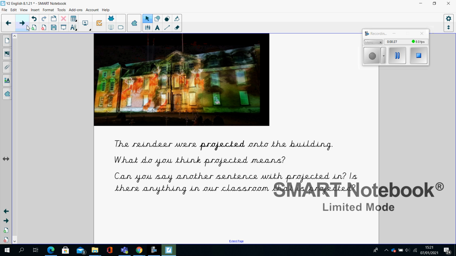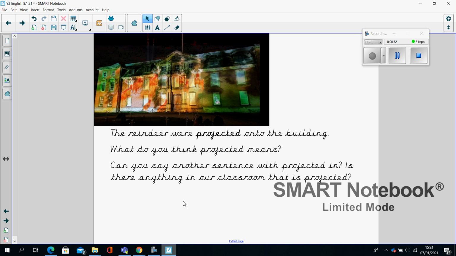Now, just before we start our main lesson, I just wanted to do a vocabulary starter because we're trying to learn lots of new words. So this is a picture from the recount that I am going to share with you in today's lesson. I went to a place called Dunham Massey over the Christmas holidays, and there were light shows and lights in a garden. So if you look at the picture, the reindeer were projected onto the building. What do you think projected means? And if you know what projected means, can you say another sentence with projected in?